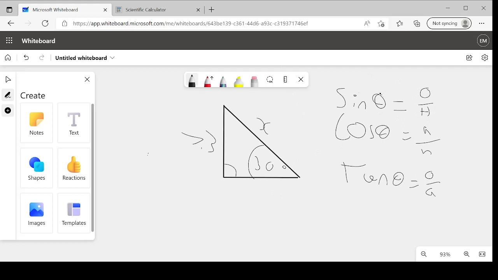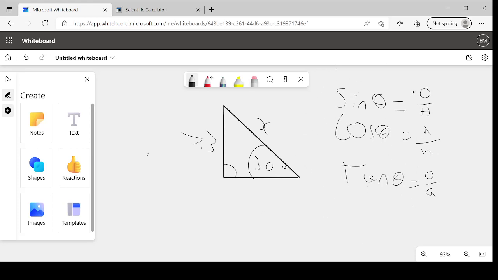So sine theta, sine angle, equals O over A, and I'll explain what these mean later. And cosine theta, cosine angle, equals A over H. Tan theta, tan angle, equals O over A. Now these are just functions you'll find on your scientific calculator. Okay, so let's jump into it.